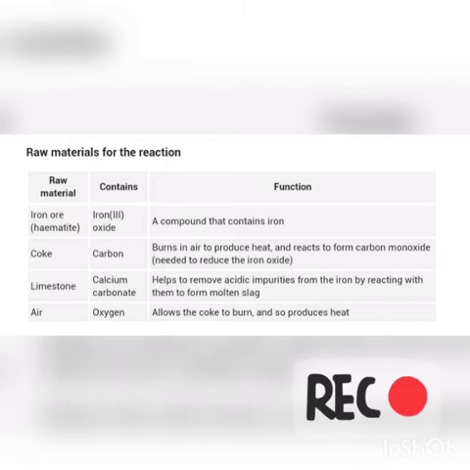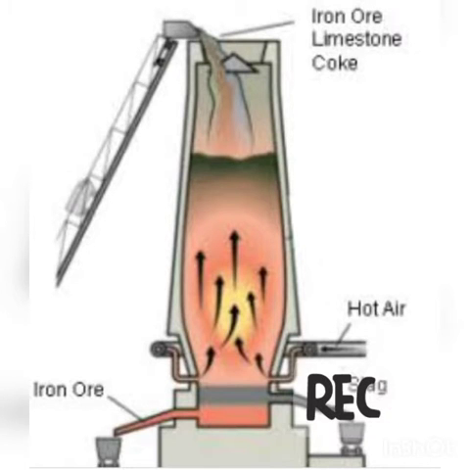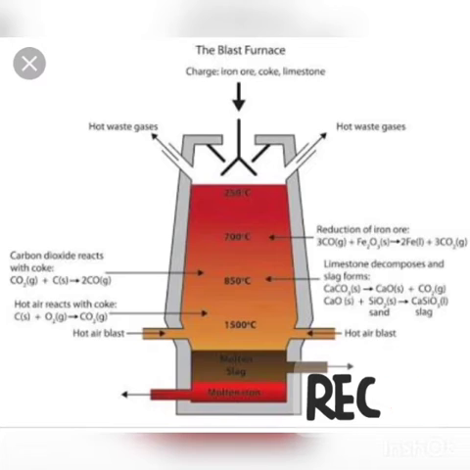Now I'd like to tell you about the process of extracting iron. Iron is extracted from iron ore in a huge container called a blast furnace. Reactions in which oxygen is removed are called reduction reactions. I'd like to mention here that carbon is more reactive than iron, so it can displace iron from iron oxide.